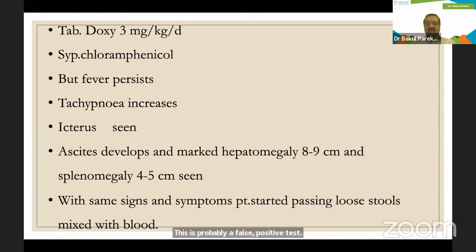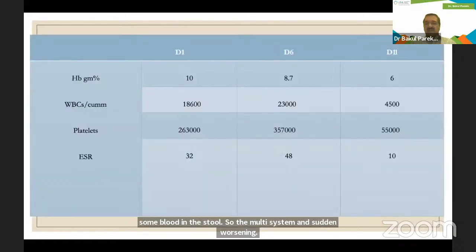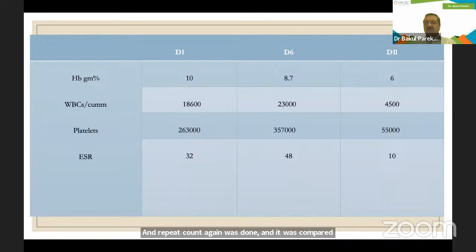Tachypnea increased, there was icterus, there was ascites, and the child passed some blood in the stool. So there was multi-systemic involvement and sudden worsening. A repeat count was done and compared with the previous count. There was tricytopenia: hemoglobin low, WBC low, platelets low, and ESR was normal, but CRP was high. So the diagnosis suspected was HLH.